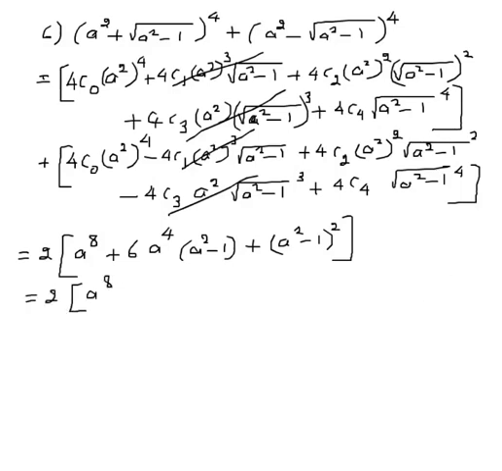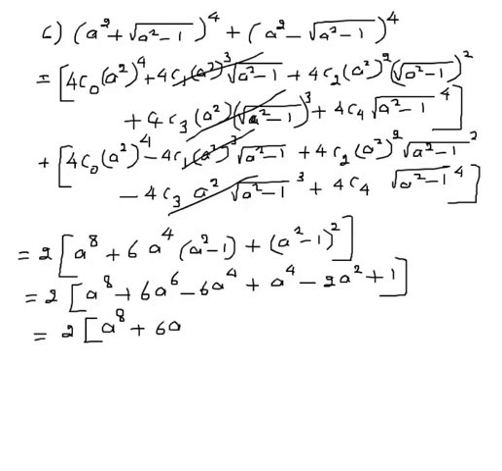2 times a raised to 8 plus 6a raised to 6 minus 6a raised to 4. We'll expand this: a raised to 4 minus 2a square plus 1. 2 times a raised to 8 plus 6a raised to 6, and we have like terms, which is minus 5a raised to 4 minus 2a square and plus 1.